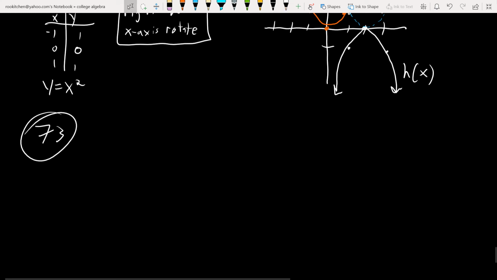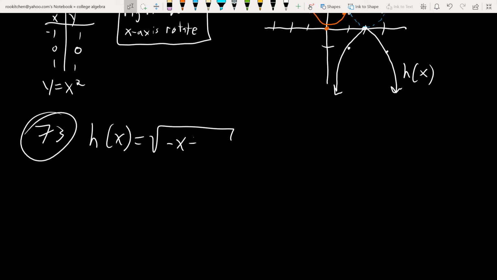Okay, so 73, h of x equals the square root of negative x plus 2. Okay, so this guy, we're going to go to the right this time by 2. Or sorry, what's the order? So yeah, we have to go to the left by 2. So if it's plus, you're moving left by 2. And then the negative on the inside of the function means that we do a y-axis rotate.